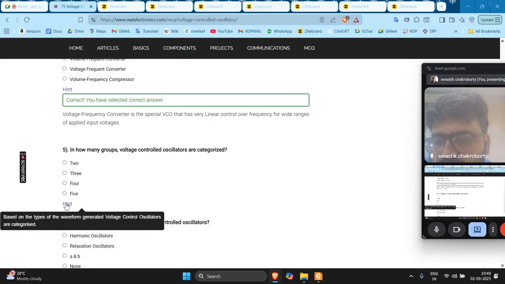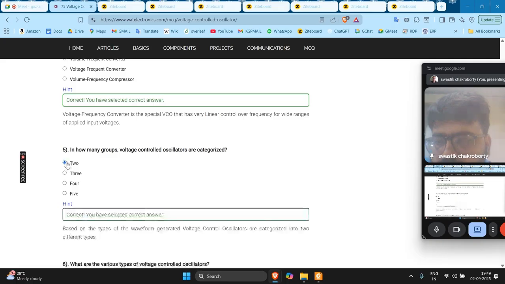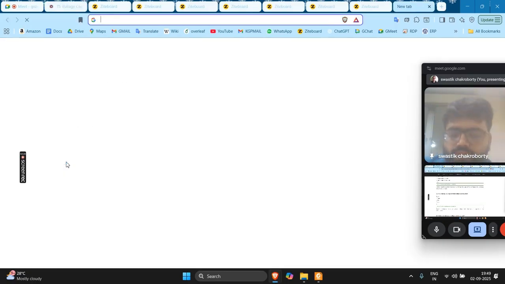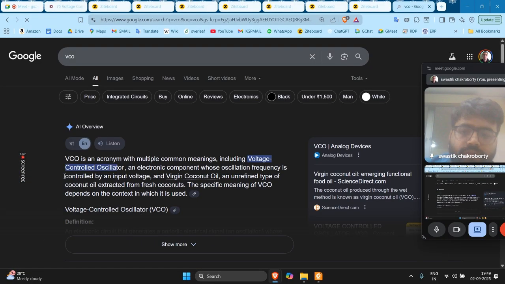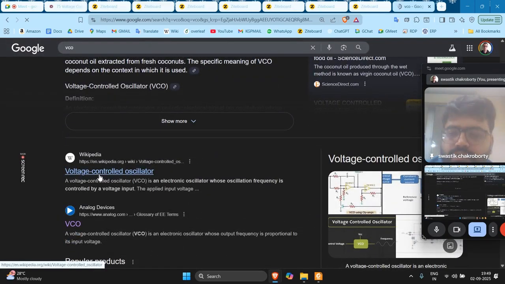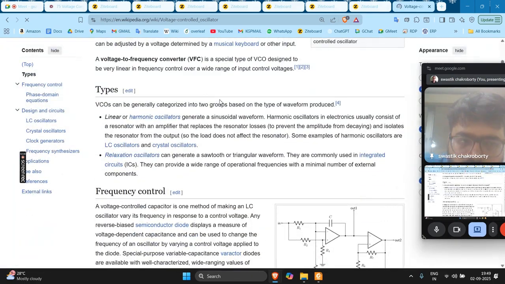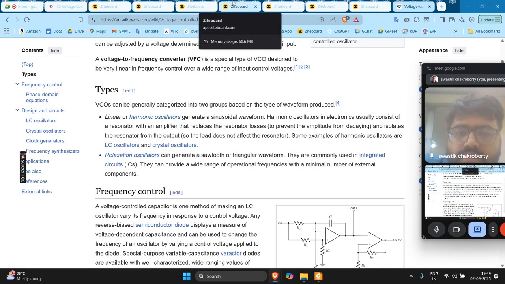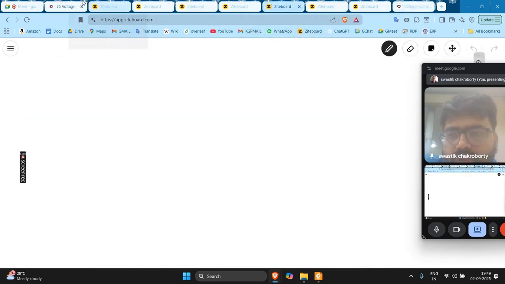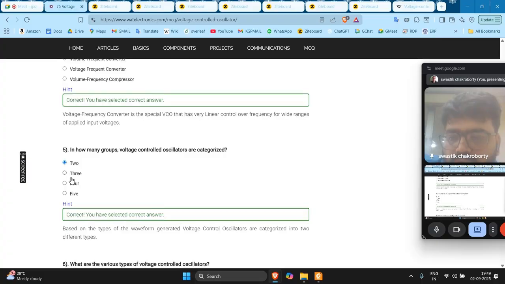And in how many groups are voltage control oscillators characterized? Here there are two different types of VCOs. Based on the frequency generated, one is the harmonic oscillator, which generates sine or sinusoids, and another is the relaxation oscillator, which generates triangular waveforms or sawtooth. So VCOs are either harmonic or triangular. So two types, harmonic and triangular.